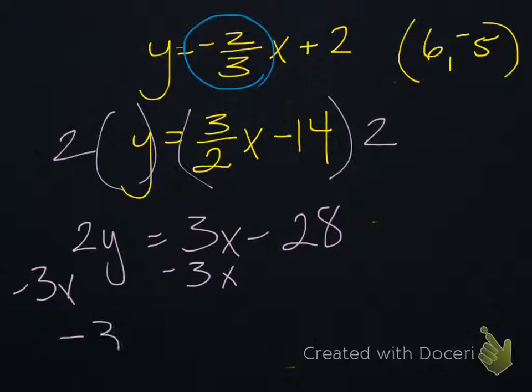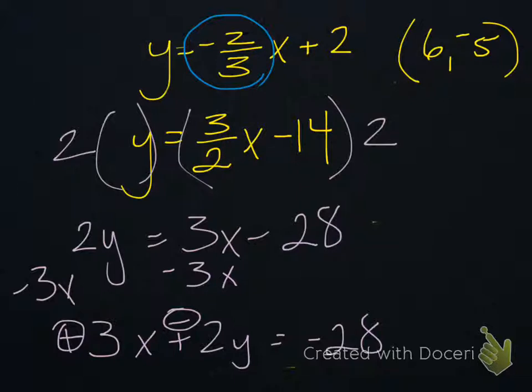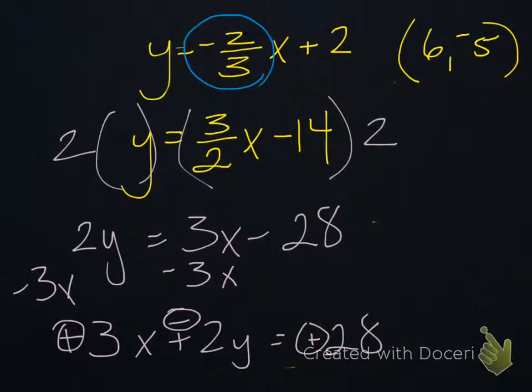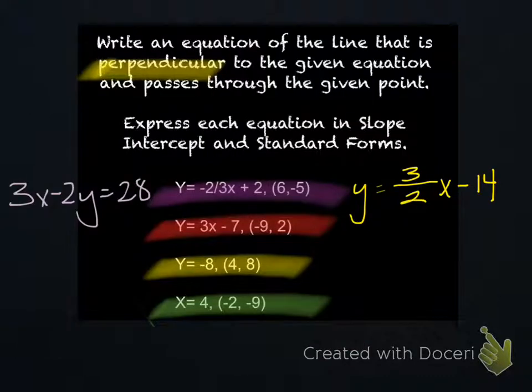Now I have -3x plus 2y equals -28, and a quick little fixie fix on my signs, and I wind up with the final answer of 3x minus 2y equals 28. So I have 3x minus 2y equals 28. I'm going back over to double check that. 3x minus 2y equals positive 28. Yep, that's what I wrote. That is the standard form of the equation that we got in point slope, then slope intercept, and then finally standard form. So let's do this next one.